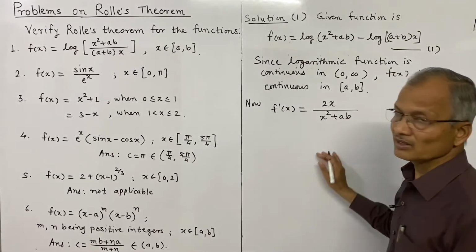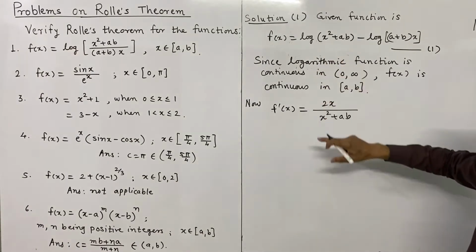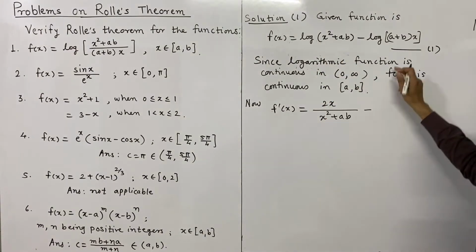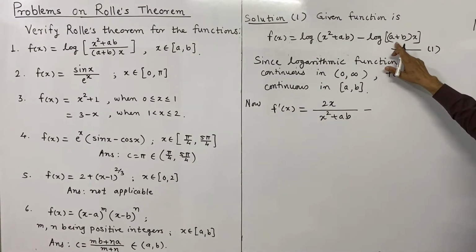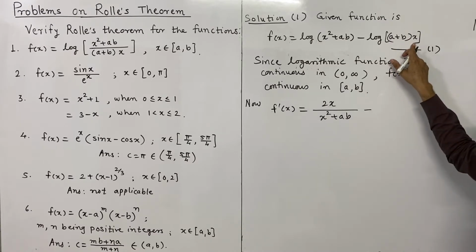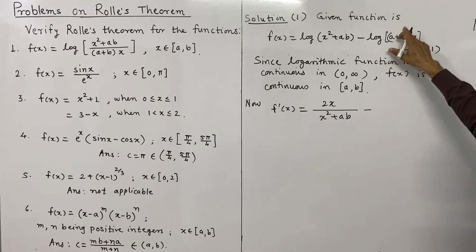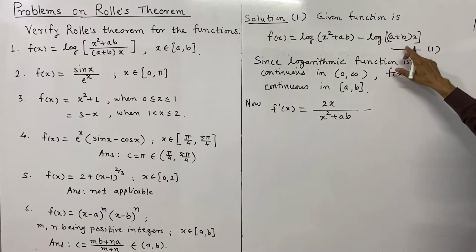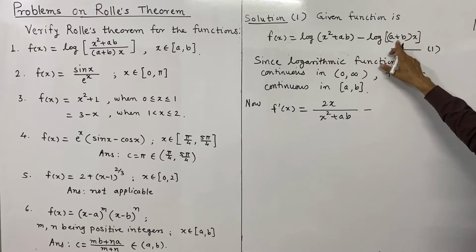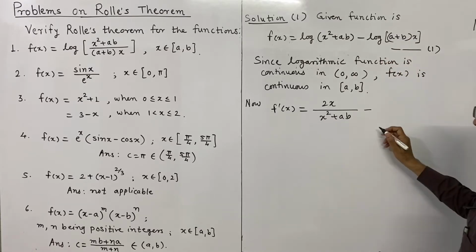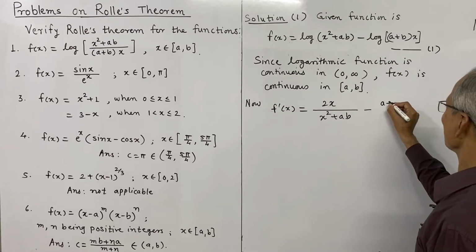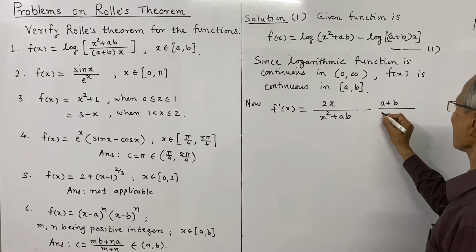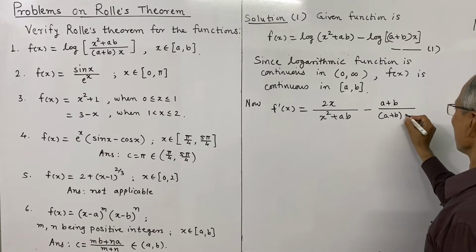You can check it easily. Derivative of this function minus. Now similarly we see what will be the derivative of log of a plus b into x. So that will be 1 upon a plus b into x, multiplied by the derivative of this bracket, which is a plus b, or that will be actually a plus b divided by a plus b into x.